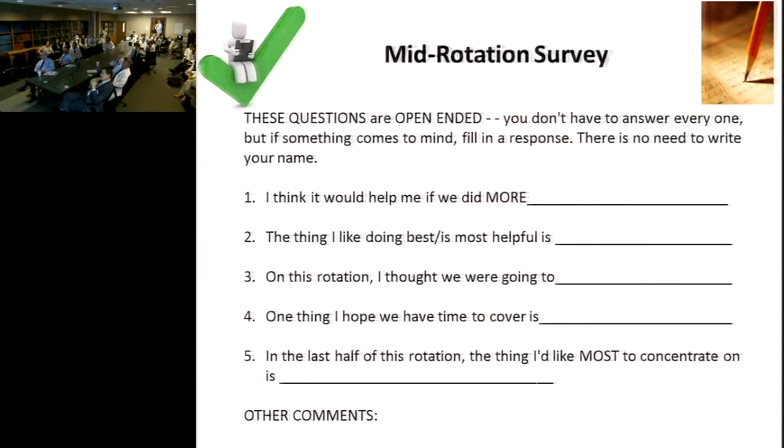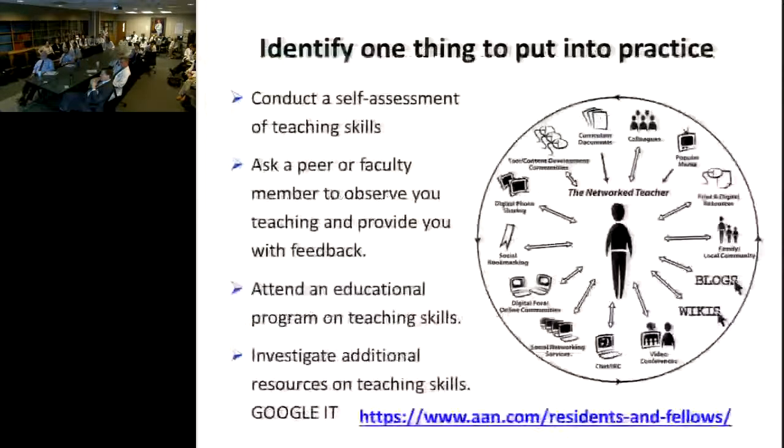A mid-rotation survey might not be a bad idea before things get too far gone. Some questions like this might be helpful for you to get a sense of where the students are at, where their heads are at, and what they want to learn. They thought they were going to do this, that, and the other, and that hasn't happened at all. Just some ideas. You can do these easily, informally. Just grab a piece of paper and ask your students.